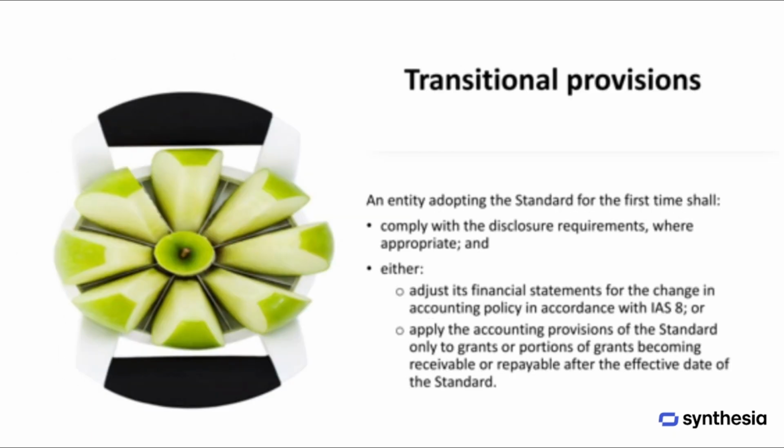When an entity adopts this standard for the first time, it needs to do two things. First, it must comply with the disclosure requirements, where appropriate. Second, it has two options to apply the standard. It can either adjust its financial statements to reflect the change in accounting policy following the rules in IAS 8, or it can apply the new accounting rules only to grants that become receivable or repayable after the standard's effective date.